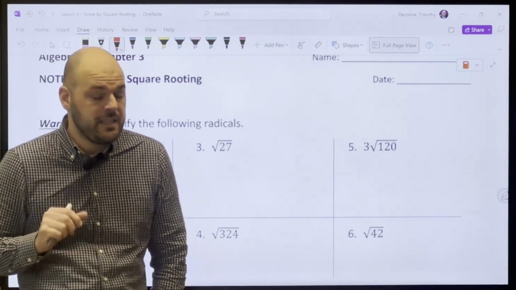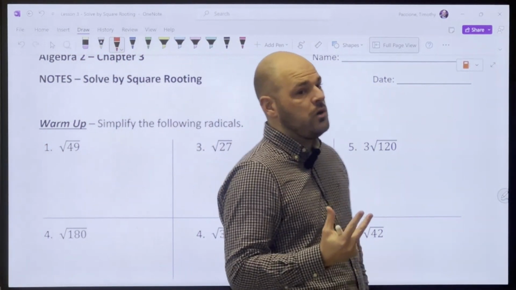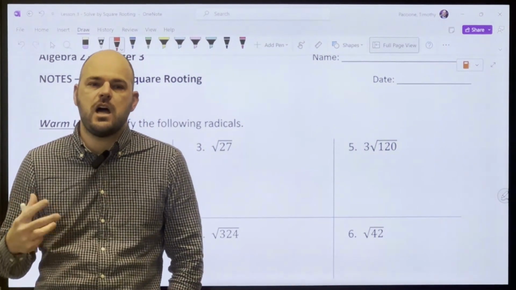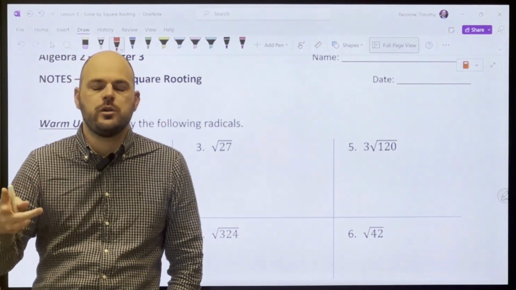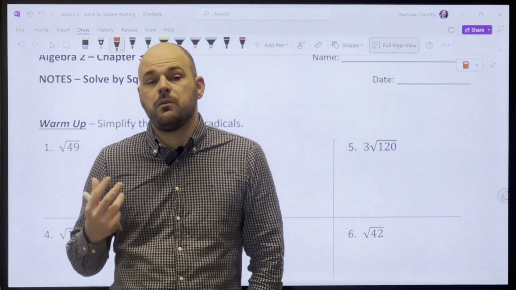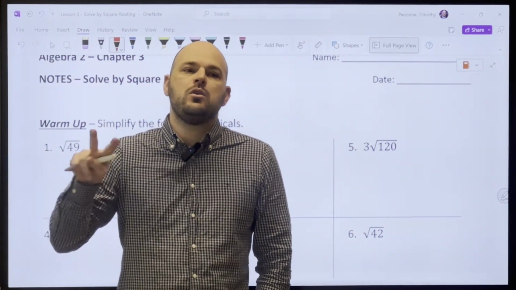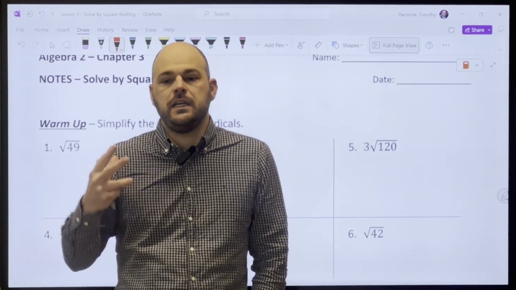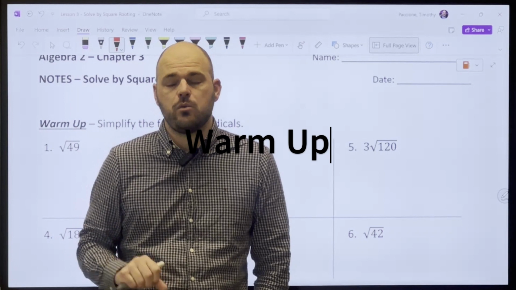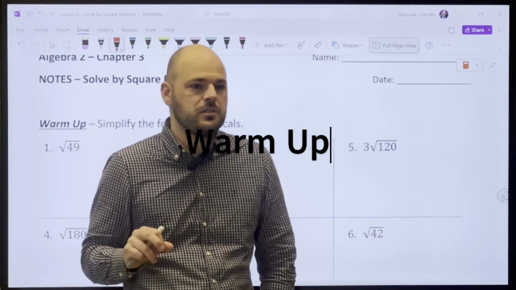But we also know that intercept and standard are not the only forms, right? There's also vertex form. So we need a way to solve when we're in vertex form. In order to do that, we have a different method, and we use square rooting. But before we can talk about square rooting, we need to actually remember how to square root things and how to work with radicals. So we're going to start with our warm-up by working with radicals, okay?